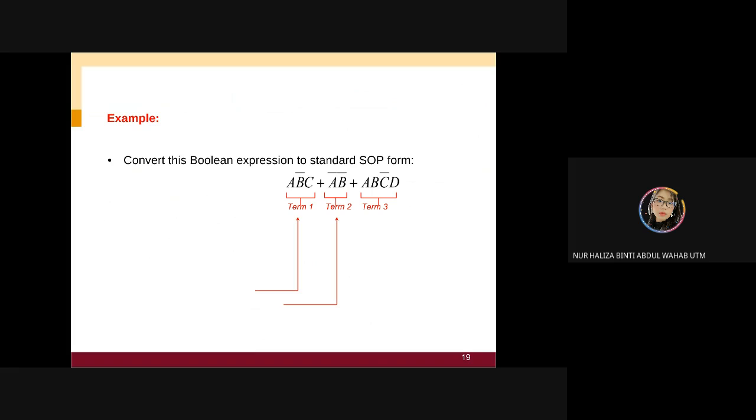What else? Okay, you have an example here. Convert the Boolean expression SOP in terms of the standard form. Wait, I want to connect to my meeting.